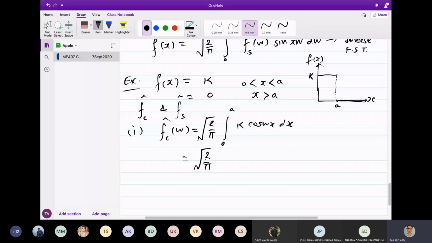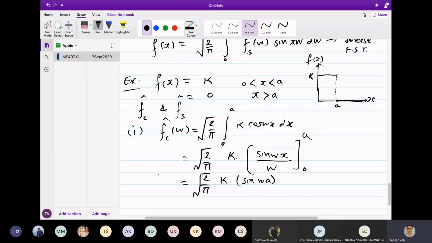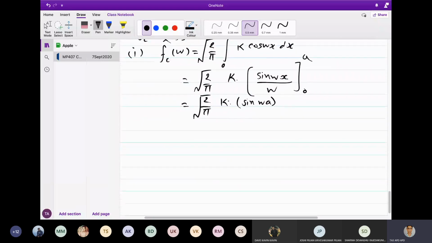Root 2 over pi into k common out, the integral of cos wx with respect to x is sine wx over w, from 0 to a. This is going to be equal to under root of 2 over pi into k into sine wa minus sine 0, which is 0. So this is going to be the Fourier cosine transform. That will be the answer for the Fourier cosine transform.